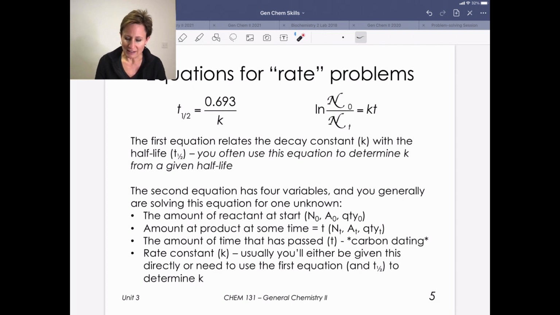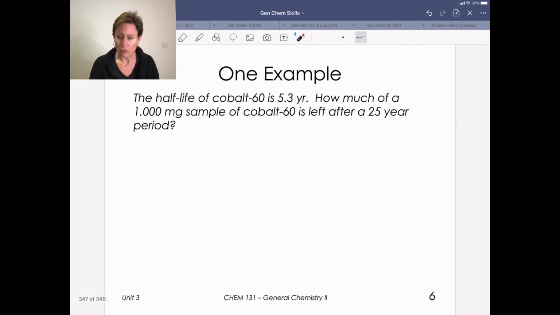So I'm going to say that again. This equation is one where you're generally going to be solving for one of the non-rate constant variables. You're either going to be solving for how much did you start with, how much do you have after a certain amount of time, or how much time has passed. And that how much time has passed question has a lot to do with carbon dating and things like that. So I'll show you that at the very end here, but let's just go through a sample problem.